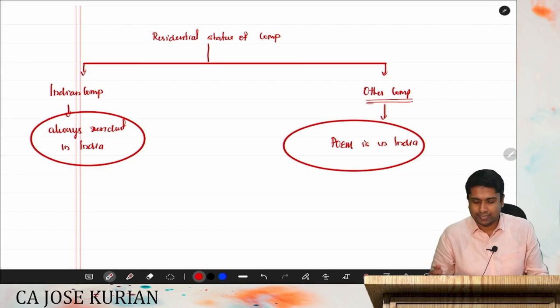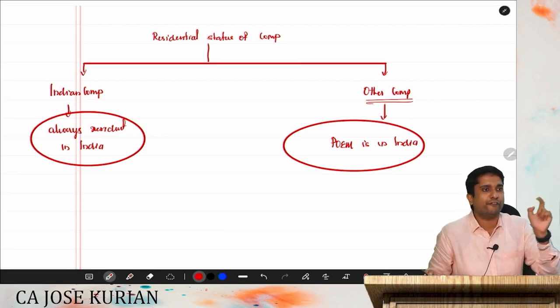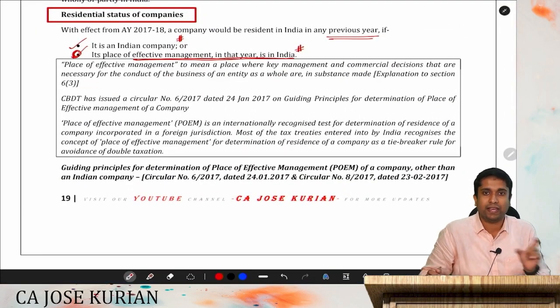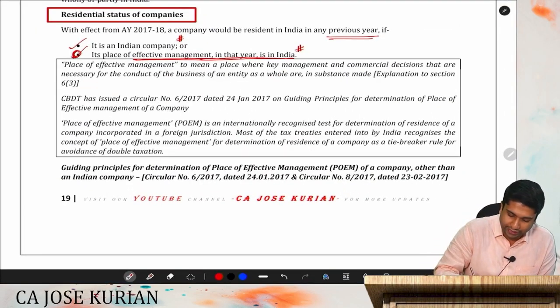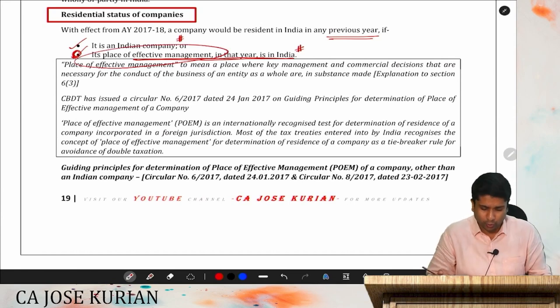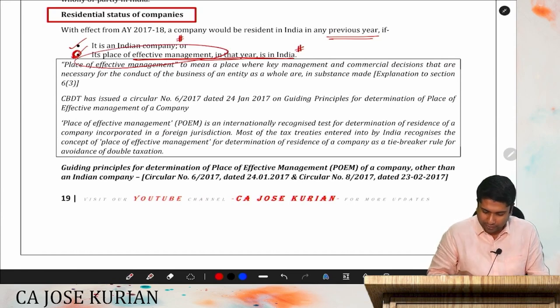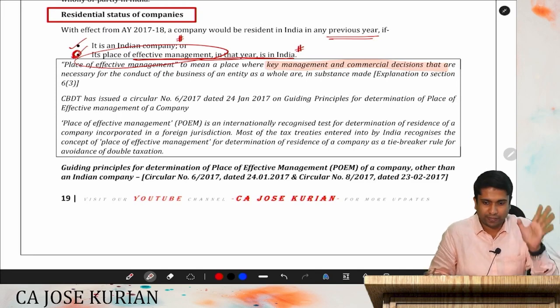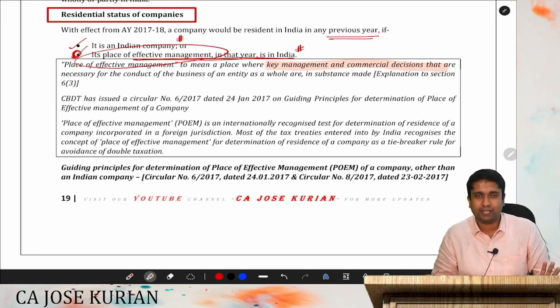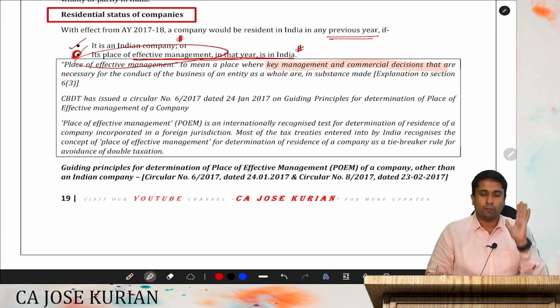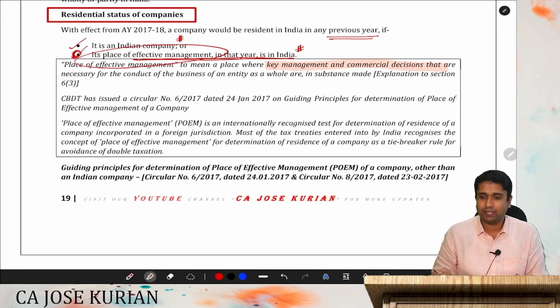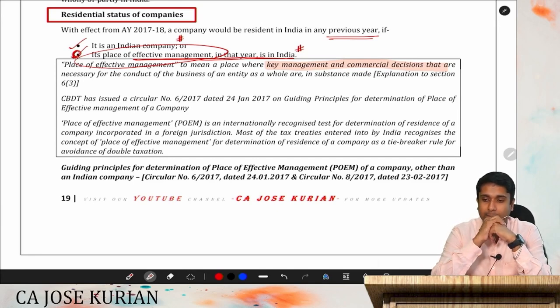So now let's understand how to determine this place of effective management. Before that, what do you mean by place of effective management? Any idea? Place of effective management, POEM. So please make a note. Place of effective management simply means the place where key management and commercial decisions are made.